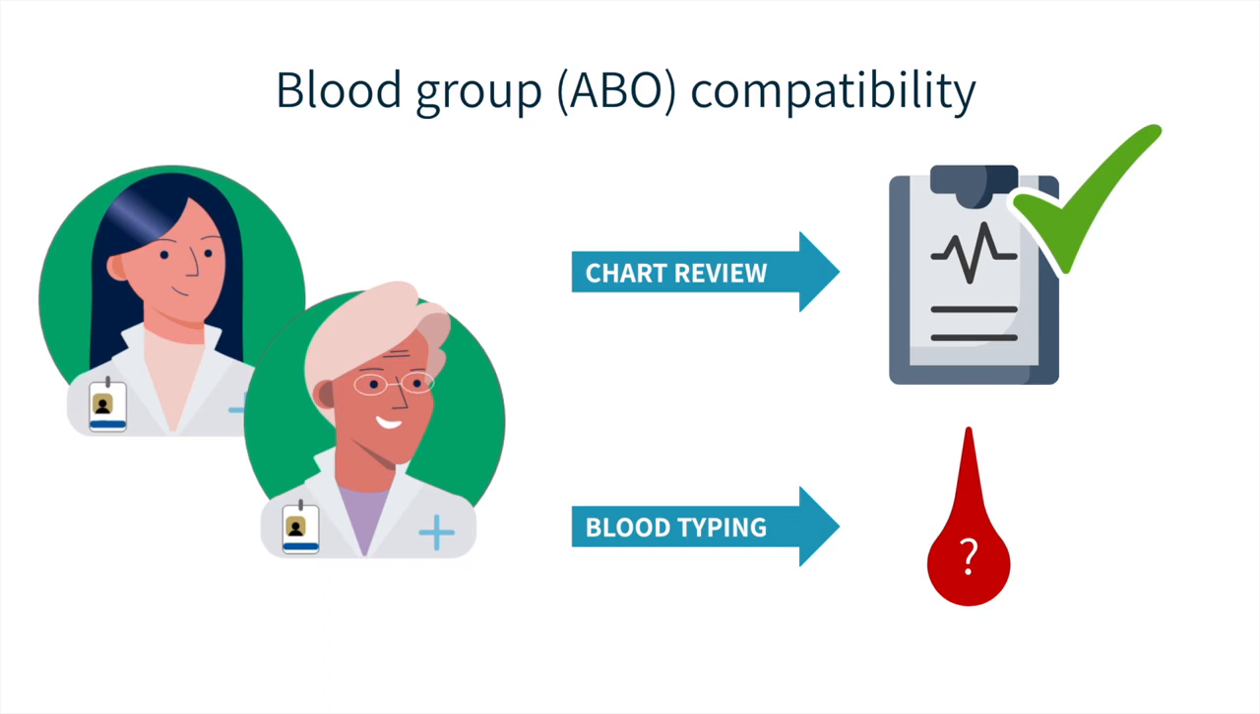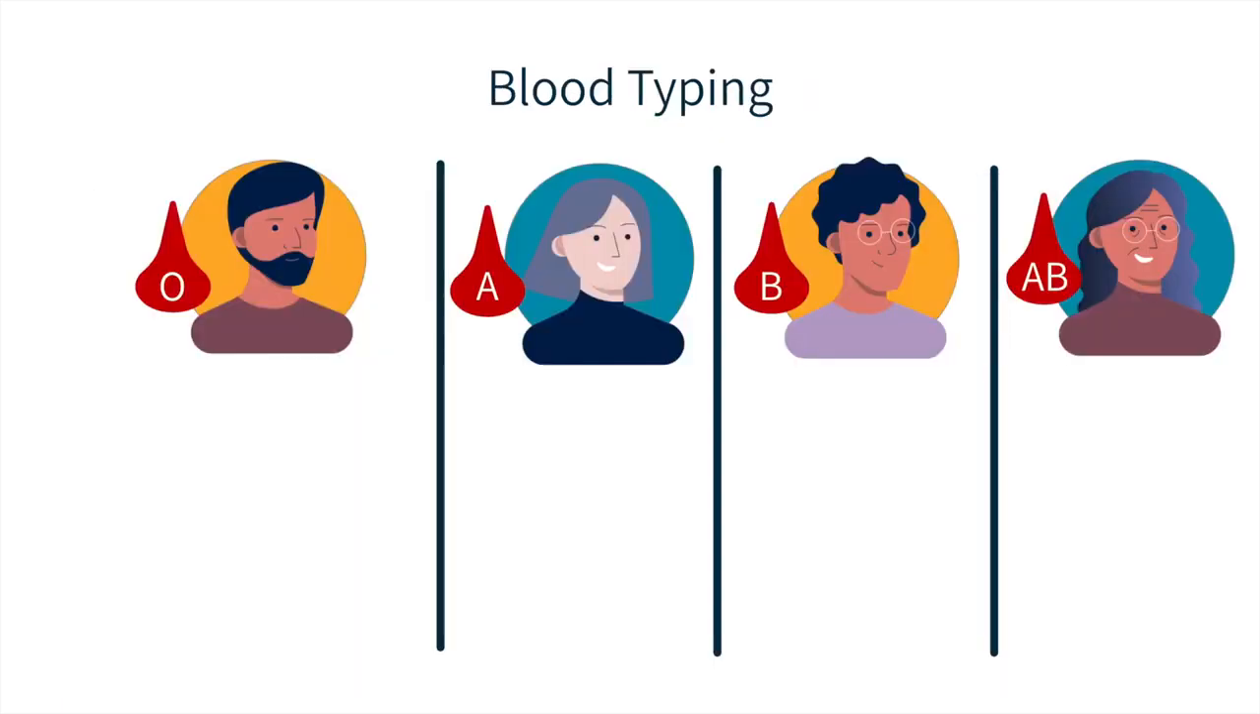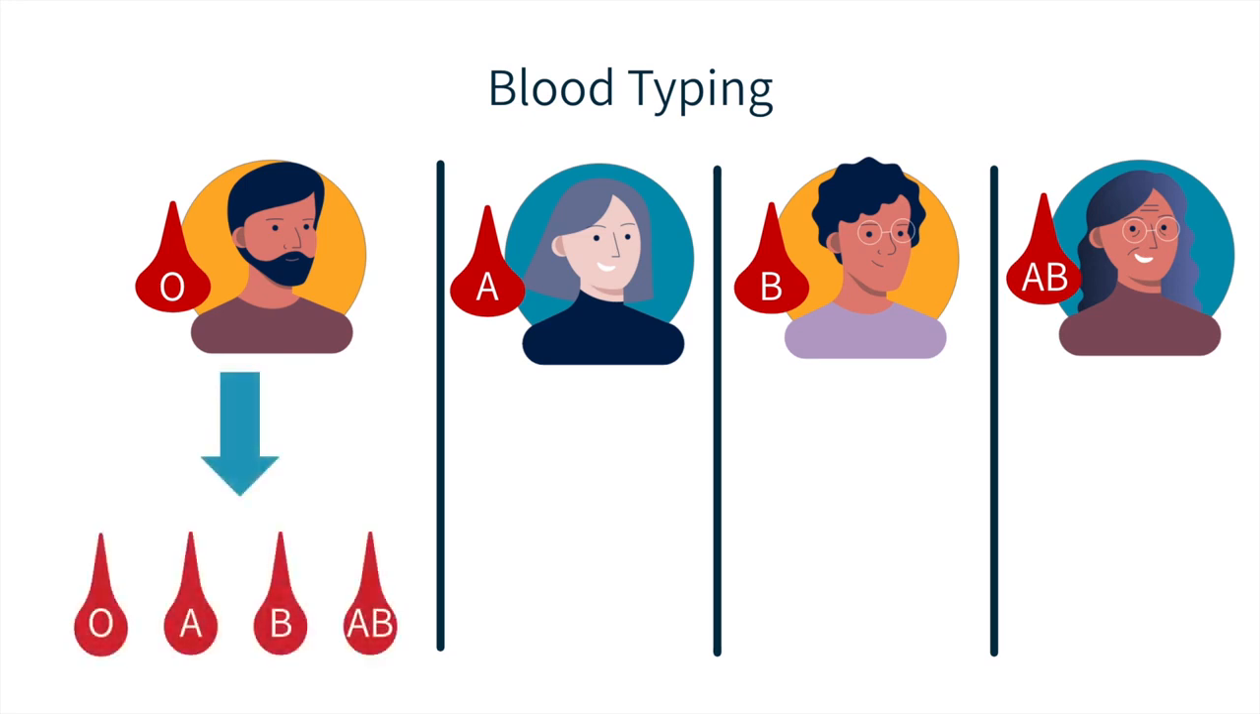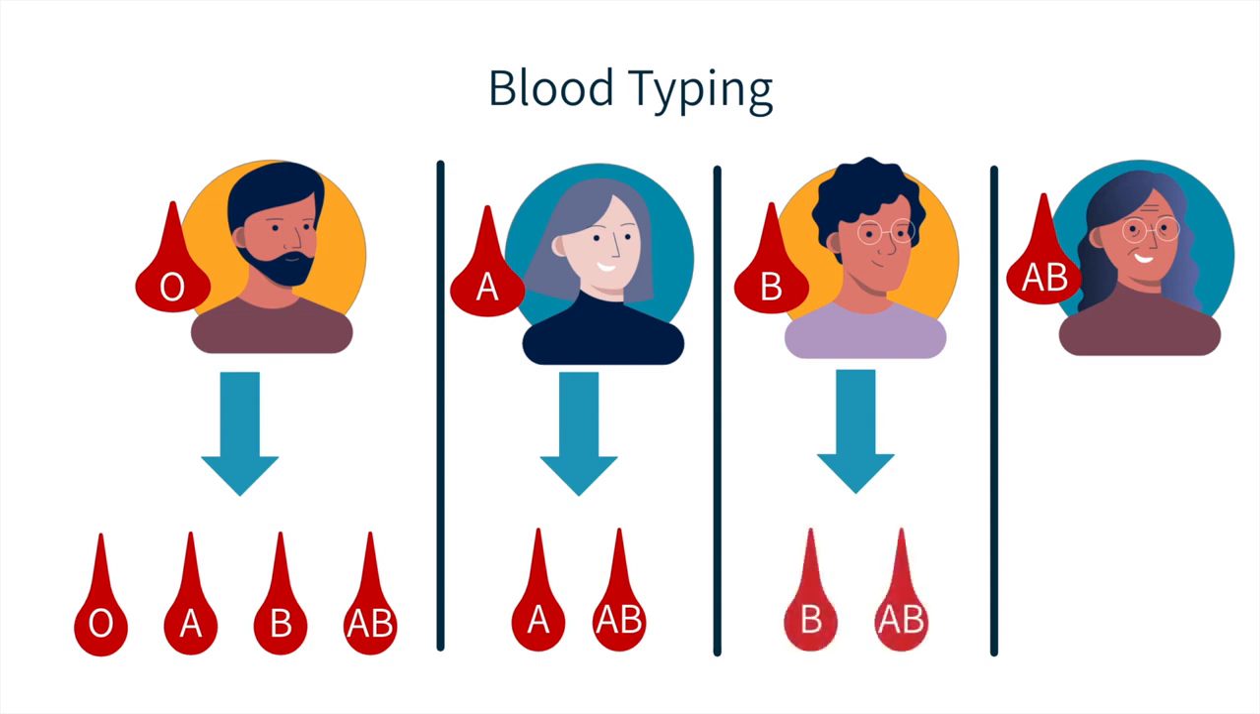Alternatively, if you have donated blood before, you likely received a card from the Canadian Blood Services which specifically states your blood group. If your blood group is O, you can donate to a recipient whose blood group is O, A, B, or AB. If your blood group is A, you can donate to a recipient whose blood group is A or AB. If your blood group is B, you can donate to a recipient whose blood group is B or AB. Lastly, if your blood group is AB, you can only donate to a recipient whose blood group is AB.